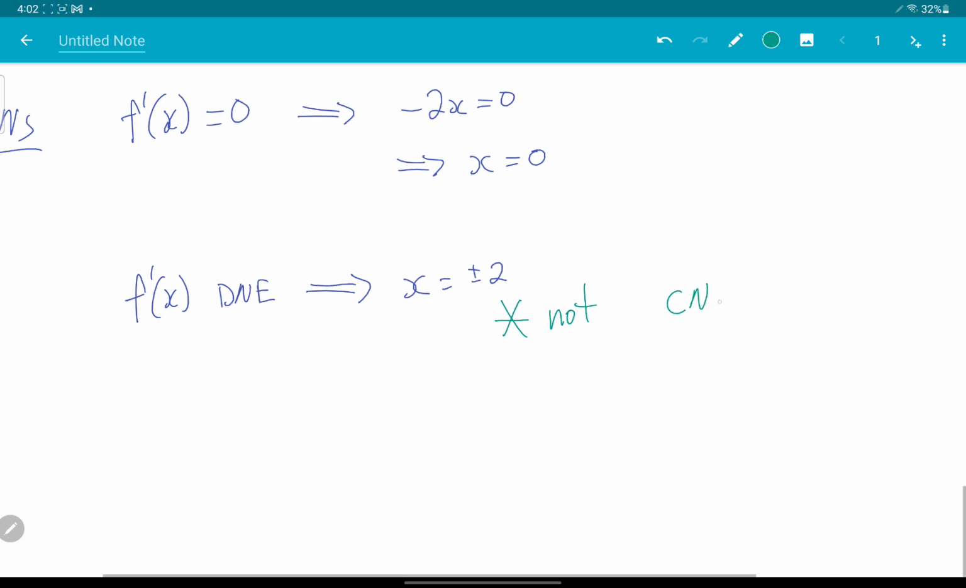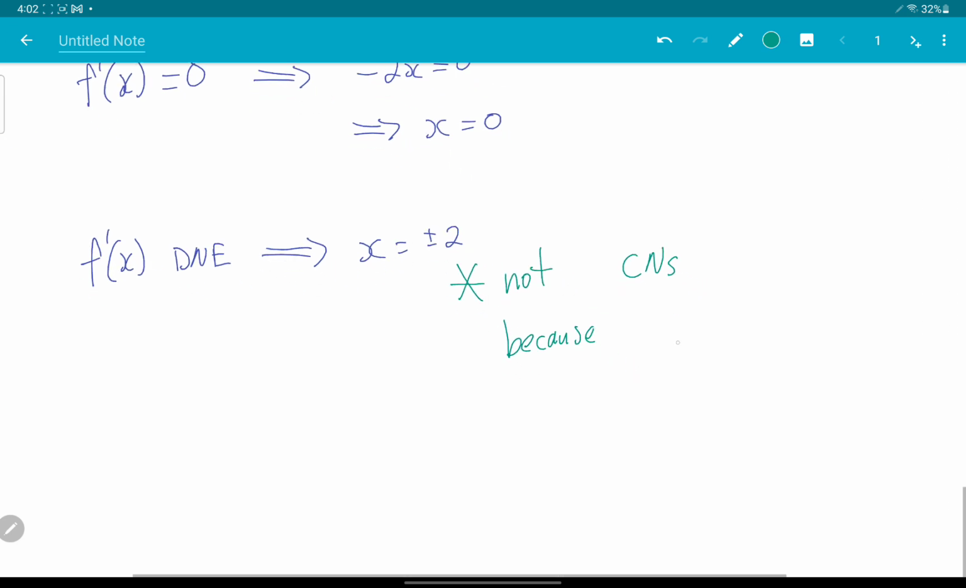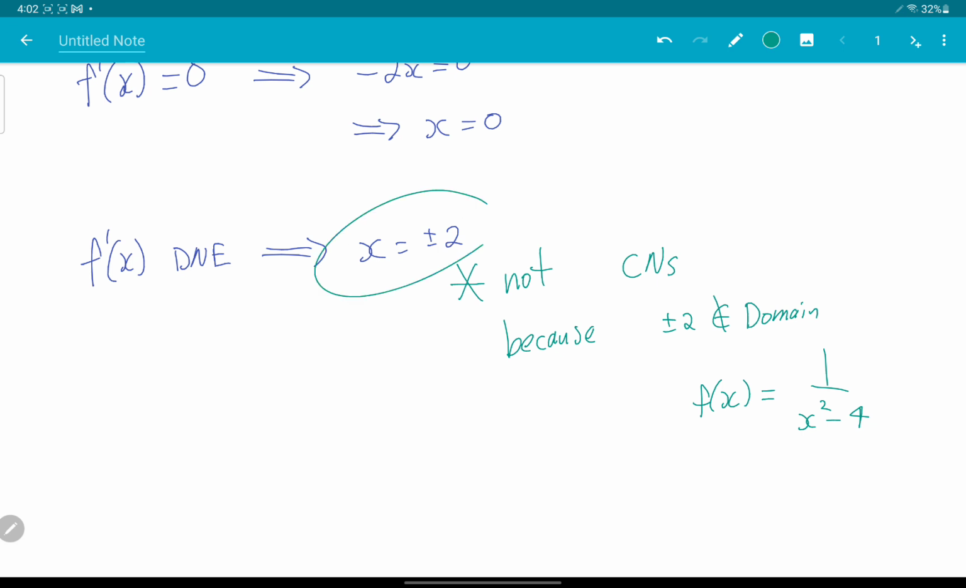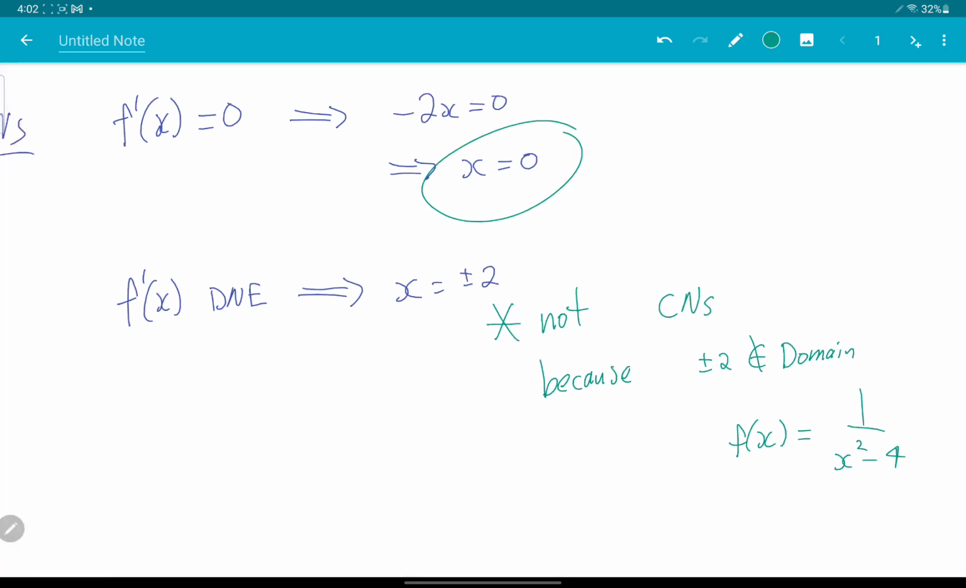Not critical numbers because plus or minus 2, these numbers are not in the domain. You'll recall that f of x is 1 over x squared minus 4. Okay, so to be a critical number, you have to be in the domain. These are not in the domain because they cause a division by 0 here. So these are not critical numbers. So my only critical number is this one.